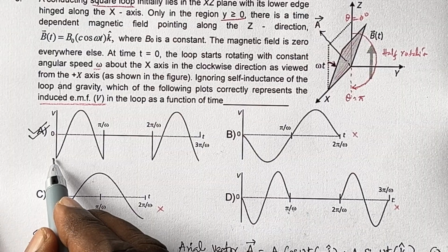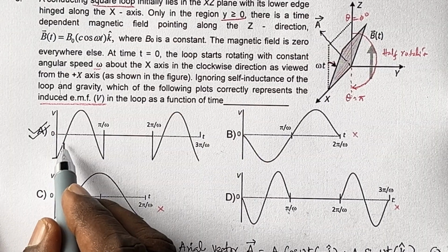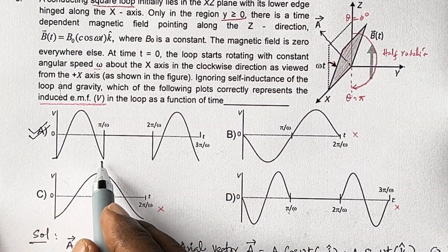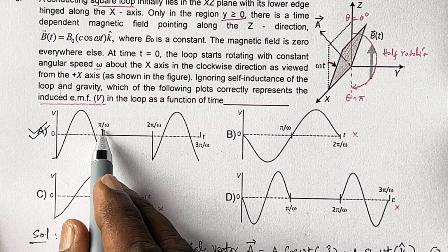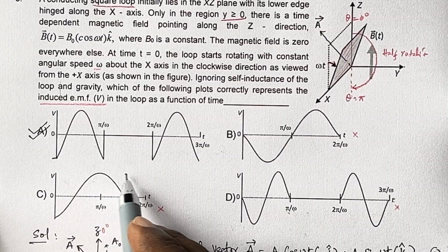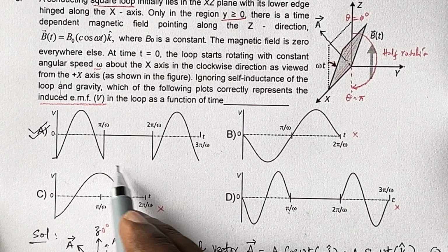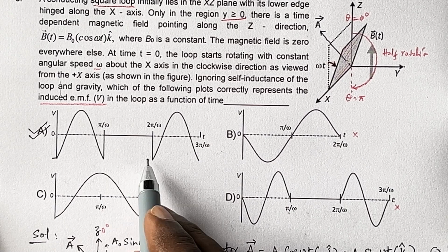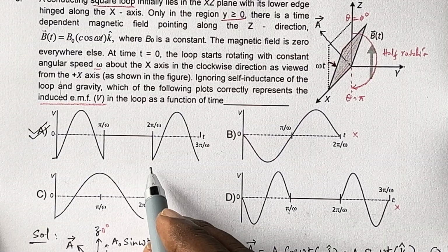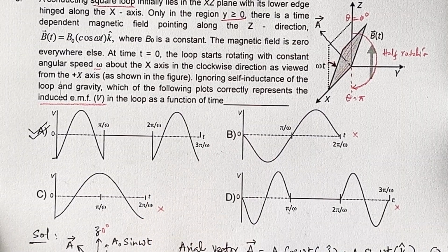So at t is equal to 0, the EMF is negative, and it becomes positive and becomes 0 when t is equal to pi by omega. The half circle is over. In the remaining half circle there is no magnetic field, so there is no induced EMF. The remaining half circle will not show any EMF because the magnetic field is 0. Then from here once again the magnetic field comes, and in the next half circle EMF will be there. That is the answer.